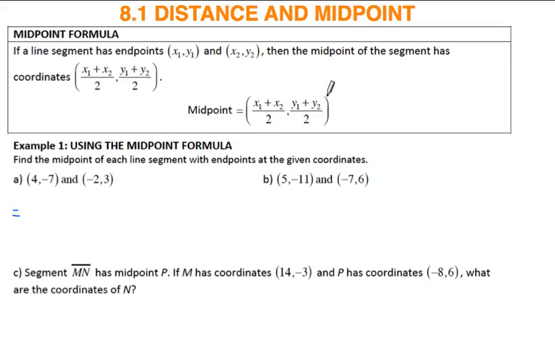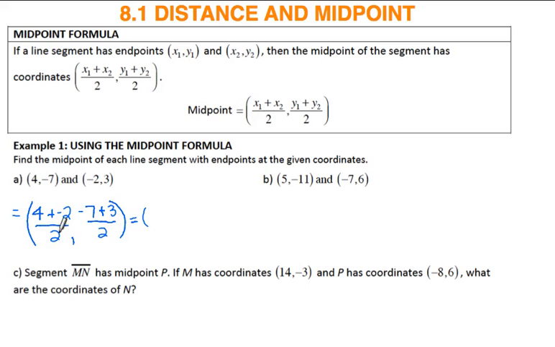So when you're finding the midpoint, you're going to add your x-coordinates, divide by 2, add your y-coordinates, and divide by 2. So if I were to add my x-coordinates here, divide by 2, add my y-coordinates, divide by 2, that's going to give me the midpoint between these 2 points.